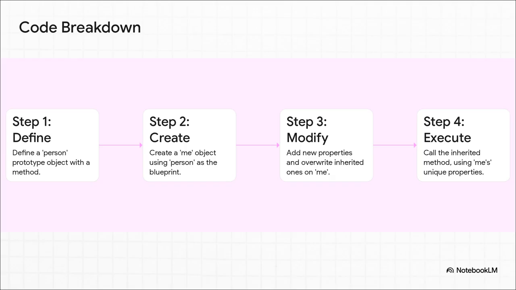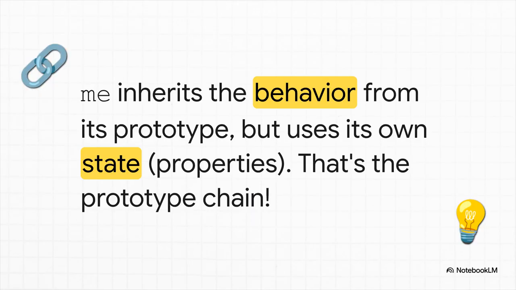But wait a second, me doesn't have that method, so how does this even work? And this is where the magic happens. When that printIntroduction method runs, the special keyword this inside of it points to our me object, not the original person blueprint. And that's why it uses the name Matt from our me object. You see, it inherits the behavior from its prototype, but it uses its own unique state. And that, my friends, is the prototype chain in action.